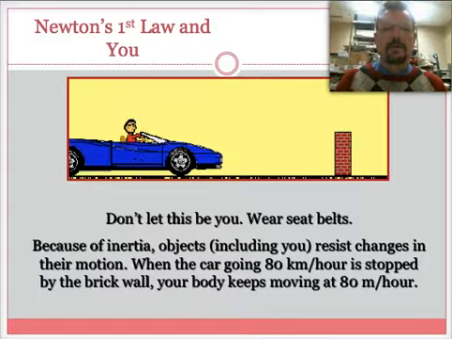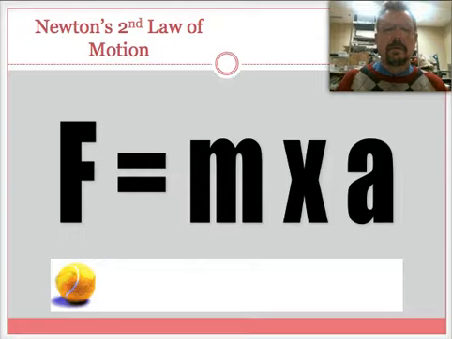Quick reminder, Newton's first law, and you. Don't let this be you. Make sure you're wearing seatbelts. Because of inertia, objects, including you, resist changes in their motion. When a car going 80 kilometers per hour is stopped by a brick wall, your body keeps moving at 80 kilometers per hour.